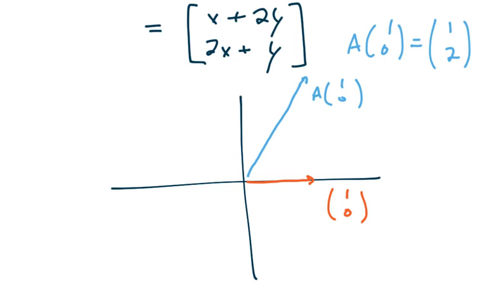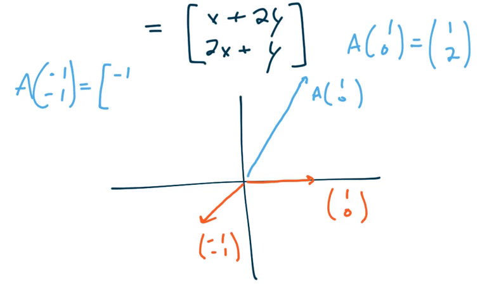All right, for the next one, let's choose something different, maybe (-1, -1). I'm just picking random stuff here. And A of (-1, -1) will be -1 minus 2, and -2 minus 1.